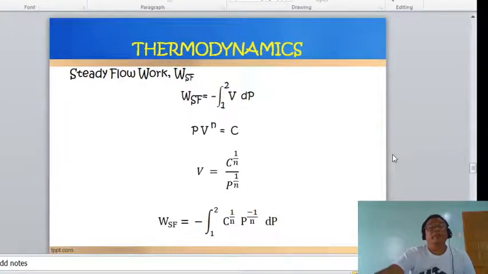Next is the steady flow work. Again, steady flow work is the area behind the PV diagram, that is equal to the negative integral of V dP, limits from 1 to 2. Again, the equation PV raised to n equals C. Substituting, work steady flow equals the negative integral of C raised to 1 over n, P raised to negative 1 over n, dP.